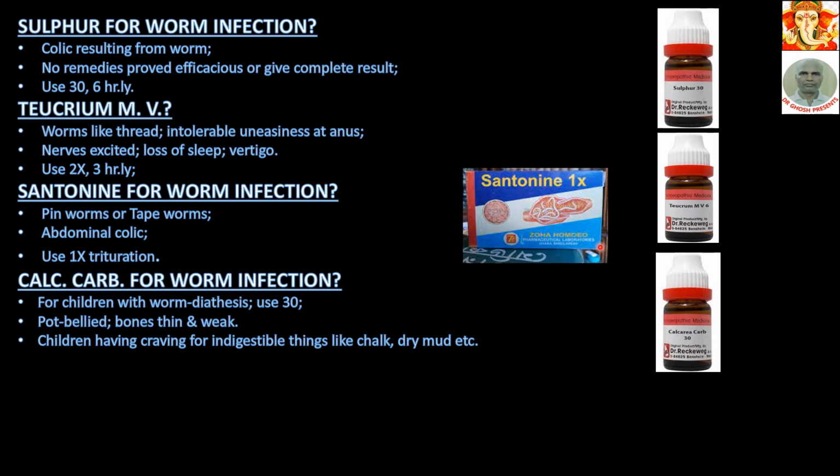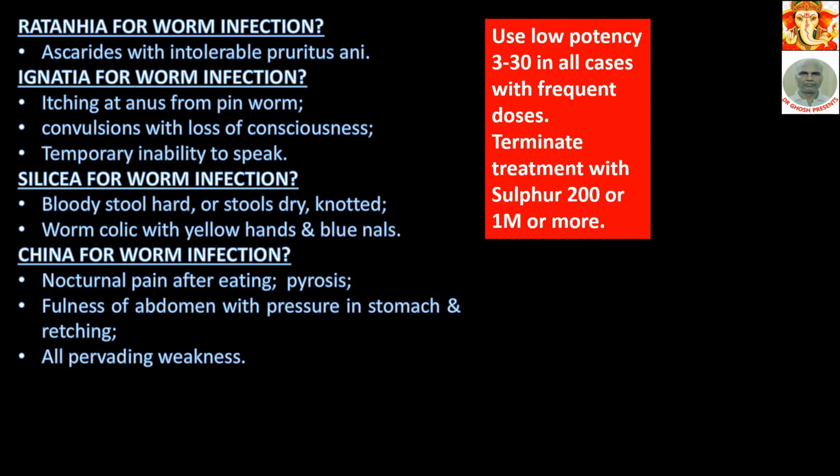Calcarea carb for worm infection. For children with worm diathesis, use 30. Pot-bellied, bone thin, weak. Children having craving for indigestible things like chalk, dry mud, etc. These are characteristic of calcarea patients. Ratanhia for worm infection. Ascarides with intolerable pruritus ani. Pruritus ani means itching in the anus. Ignatia for worm infection. Itching at anus from pinworm. Convulsion with loss of consciousness. Temporary inability to speak.